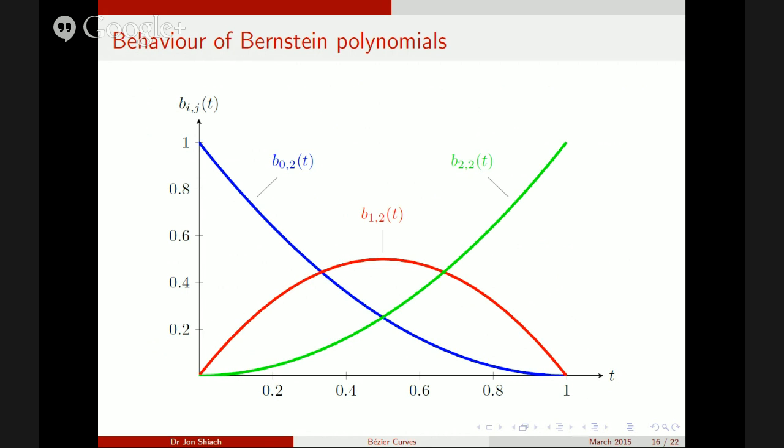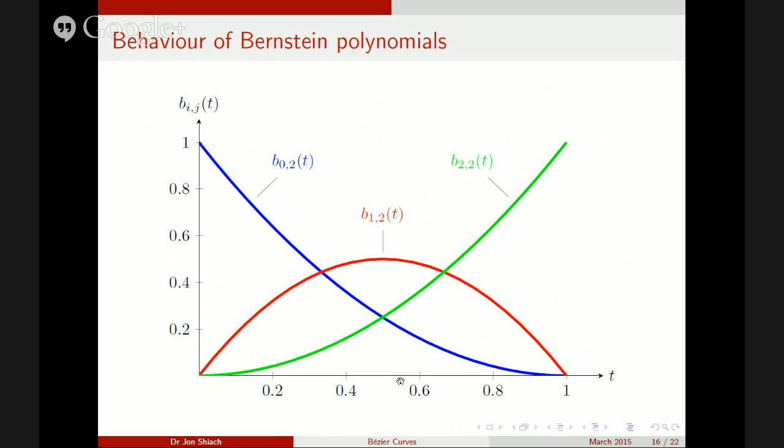Let's have a look at when t is at 0.2. If we have a look at the blue line, we have about 0.65 times our first control point, about 0.35 times our second control point, and a little bit times our third control point. So as t gets bigger, the amount of influence that our first Bernstein polynomial has on our curve is reducing, and the amount of influence that our second control point has is increasing.